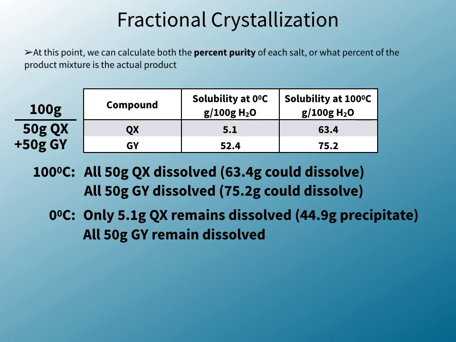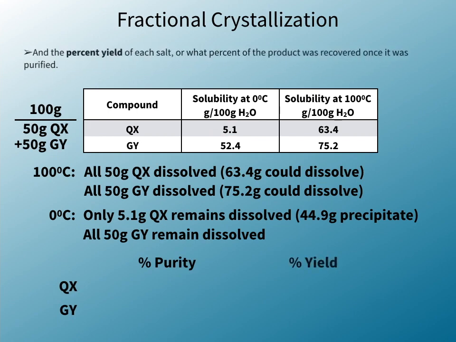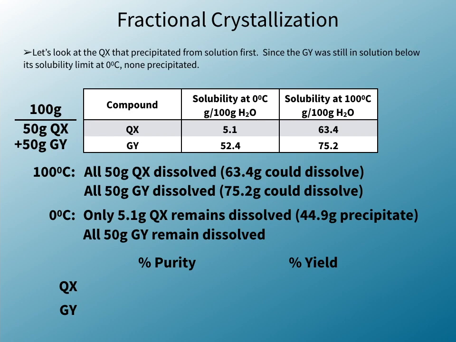At this point, we can calculate both the percent purity of each salt, or what percent of the product mixture is the actual product, and the percent yield of each salt, or what percent of the product was recovered once it was purified. Let's look at the QX that precipitated from solution first. Since the GY was still in solution below its solubility limit at 0 degrees Celsius, none precipitated.